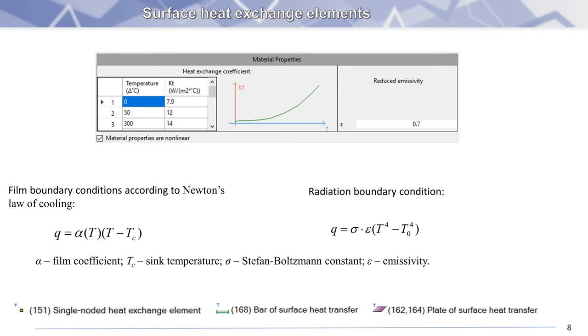LIRA 10 uses special elements which specify surface heat exchange boundary conditions. The 151st element can be used for nodes, the 168th element is used for plate edge, and the 162nd and 164th are used for solid element phase. In the 14th version, we have considered non-linearity effects for the film coefficient, which can also depend on the temperature of the body at the boundary. In the 14th version, for surface heat exchange elements, emissivity also was added.